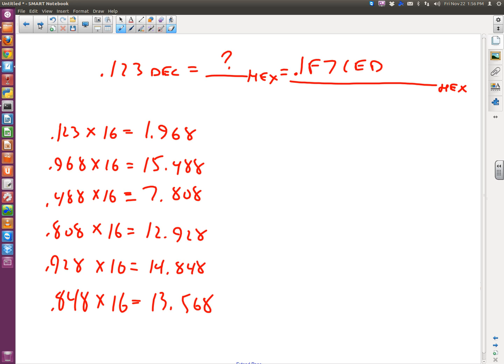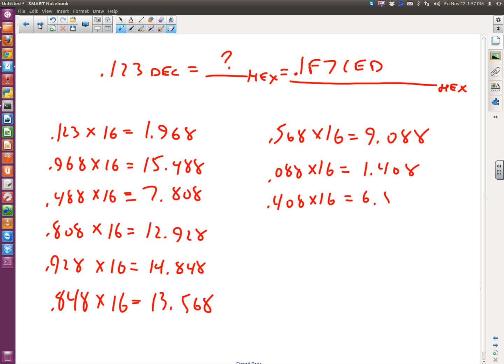In any event, the types that we use in Java, double and int and so forth, they only have a certain amount of RAM allotted to save the digits, and you can only save so many digits. So we're going to lose some of these digits. That's a problem. Look, what if we keep on going? 0.568 times 16 is 9.088. I'm not rounding off. That's exact. 0.088 times 16 is 1.408. 0.408 times 16 is 6.528. 0.528 times 16 is 8.448.